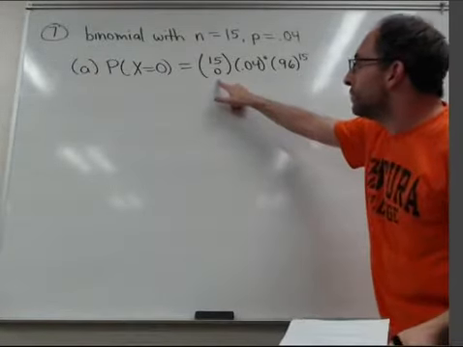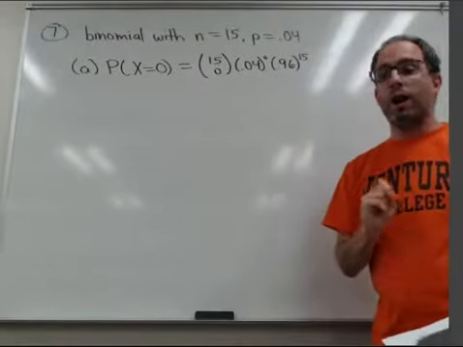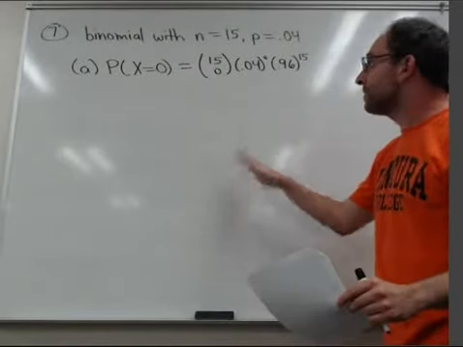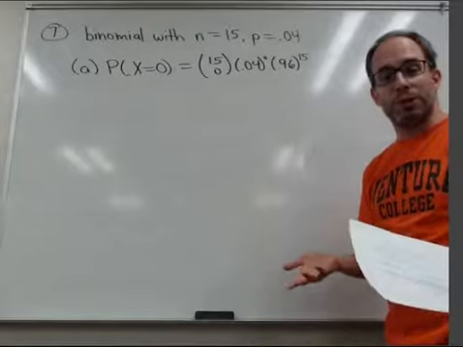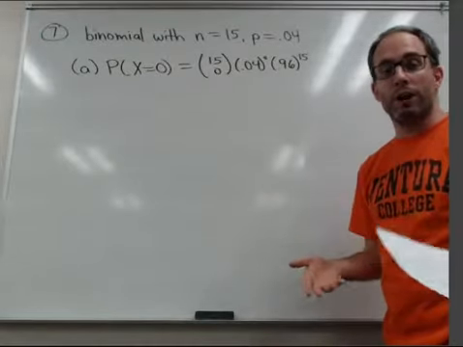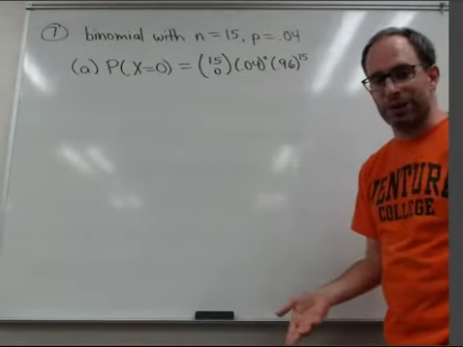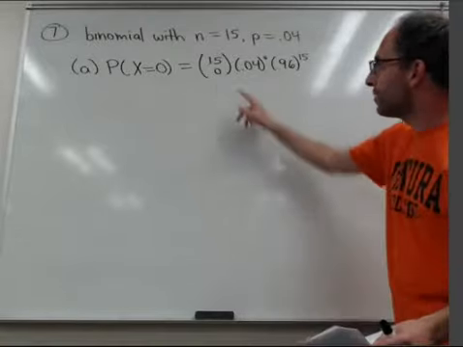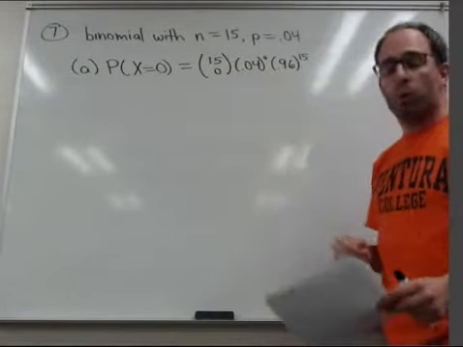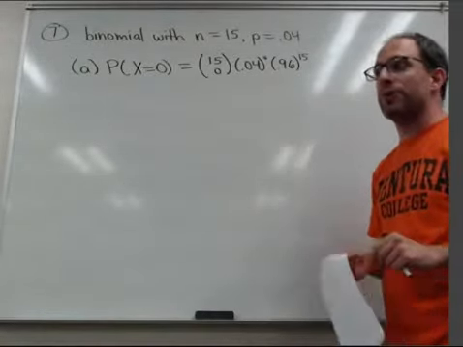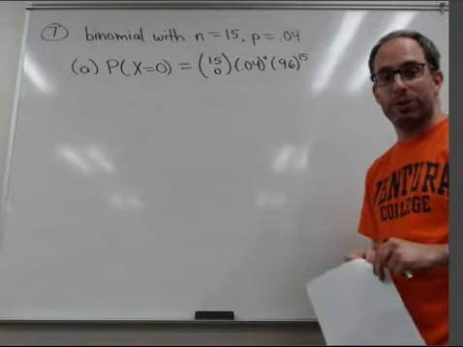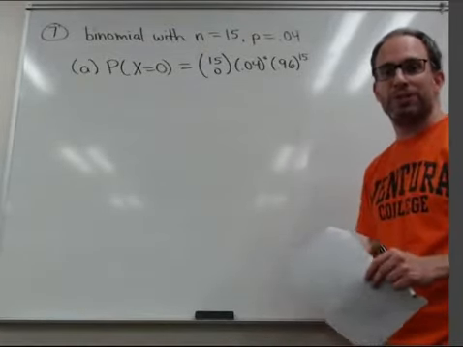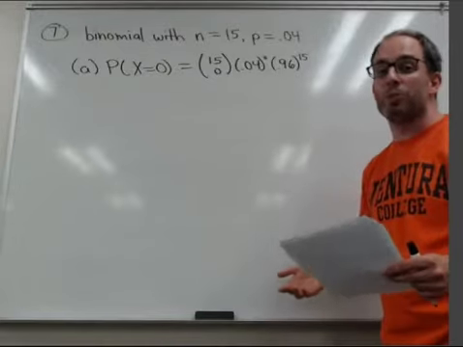And then here, 15 choose 0 is 1, because this is a case of how many different ways could you pick 0 things out of 15? 1. You don't pick any, and that doesn't have any other arrangements. You can look at it that way. If you want to rewrite that with factorials, what you're going to get is 15 factorial divided by 0 factorial times 15 factorial. The 15 factorials are going to cancel, and then 0 factorial by definition is 1.